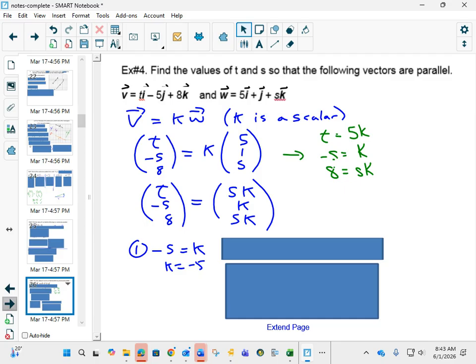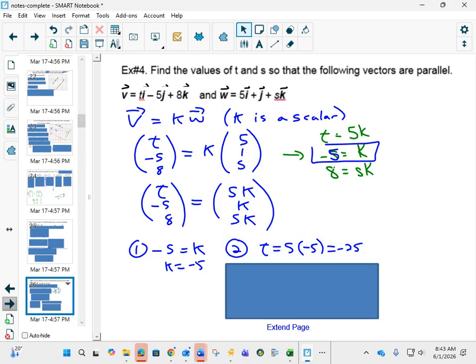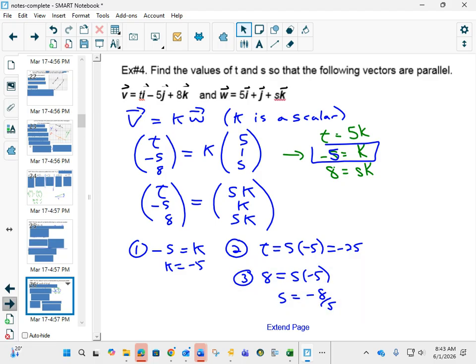So what do we have? In this middle equation, this is a 5, not an s. In that middle equation, we can solve for k really easily, that k is equal to -5. Once you know that, you can take the top one and plug in -5 and find out t is -25. And plug in the -5 into the third and find out s is -8/5.